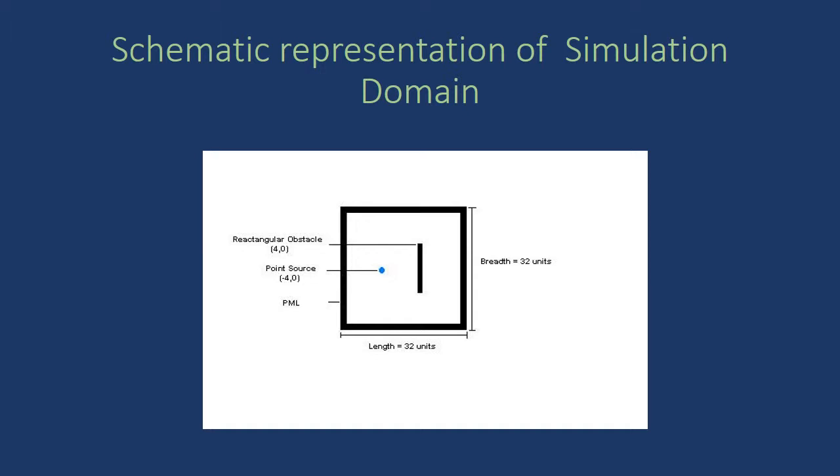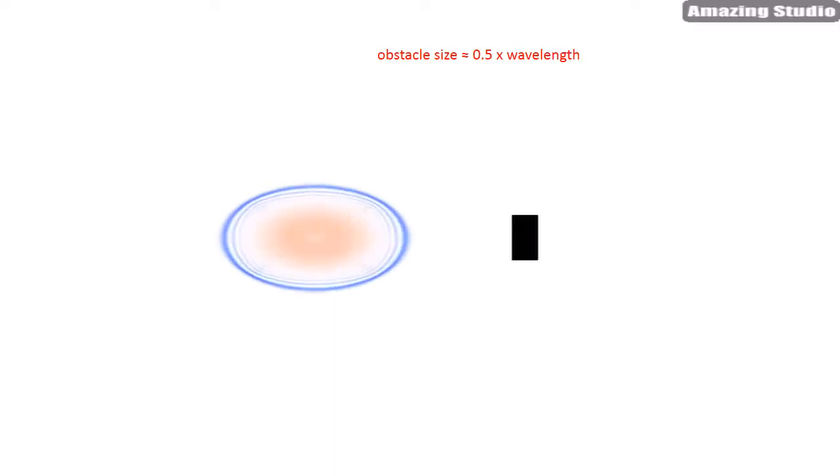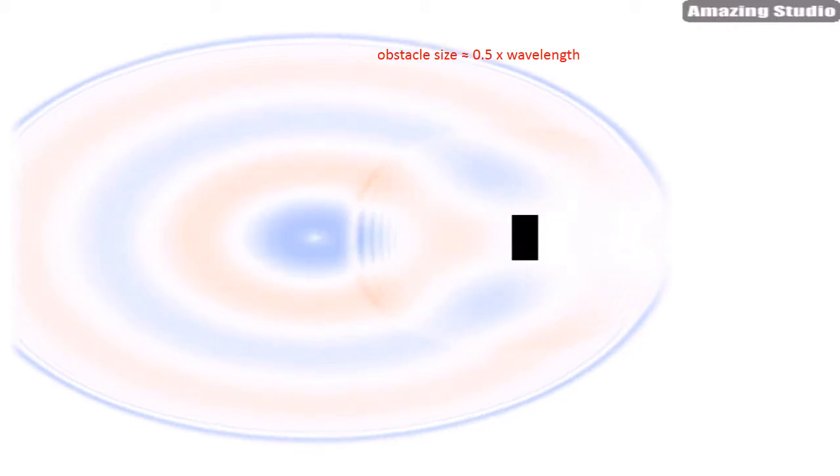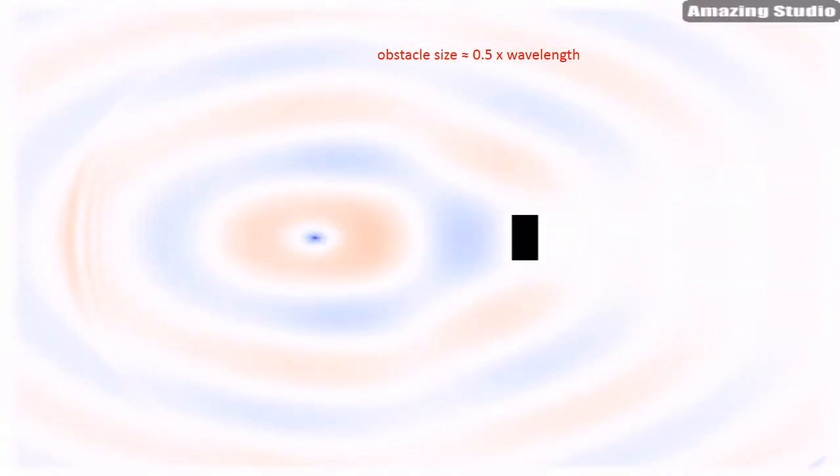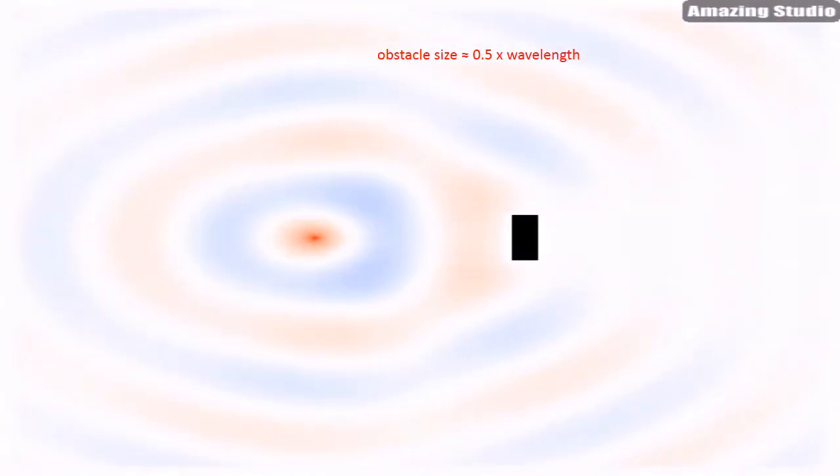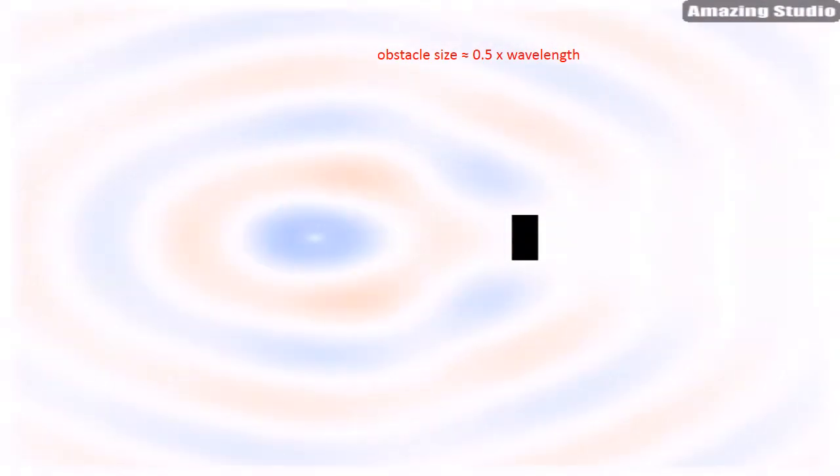We have studied 3 different regimes of wave bending. In the first one, the obstacle size is approximately half of the wavelength. It can be observed that here, the wave propagation is almost unaffected by the obstacle and the wave travels undisturbed, primarily because the size of the object is too small to produce significant disturbance.